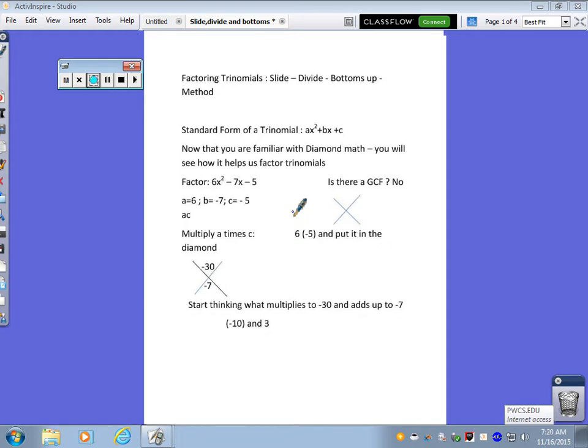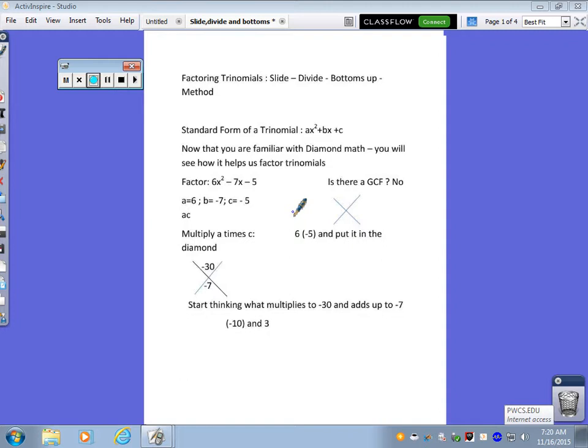Okay, today's lesson is on factoring trinomials, and the method we're using is called slide, divide, bottoms up. The standard form of a trinomial is ax squared plus bx plus c. And now that you're familiar with diamond math, you will see how it helps us factor trinomials. When we go to factor 6x squared minus 7x minus 5, there's a certain checklist we need to go through.